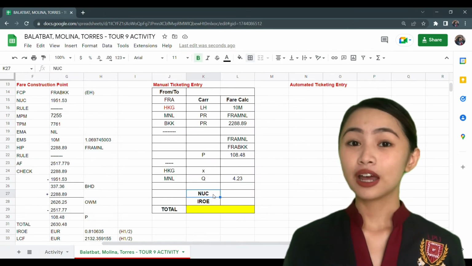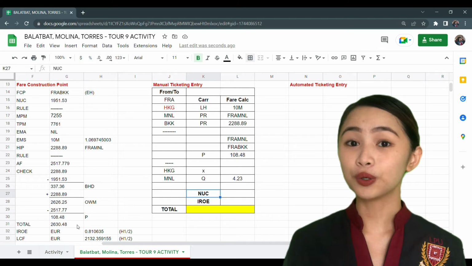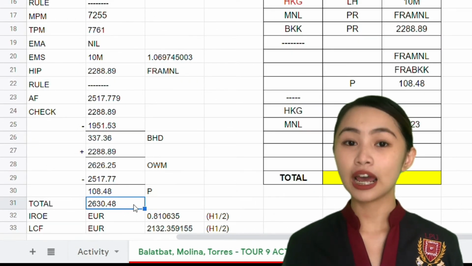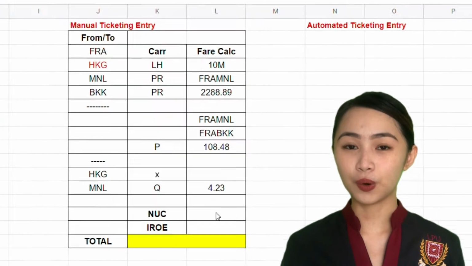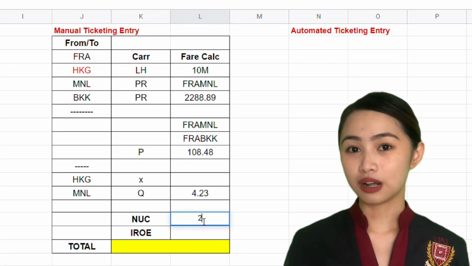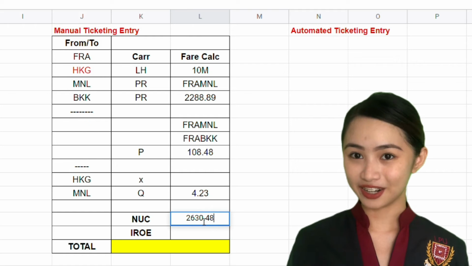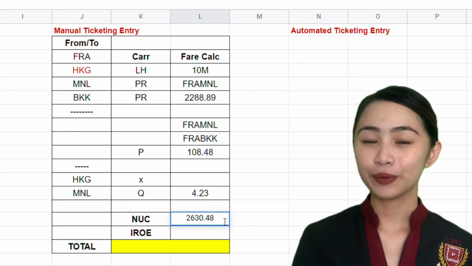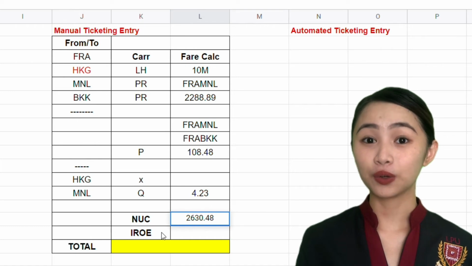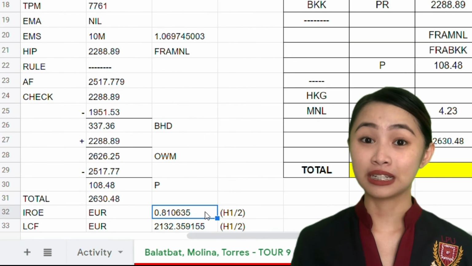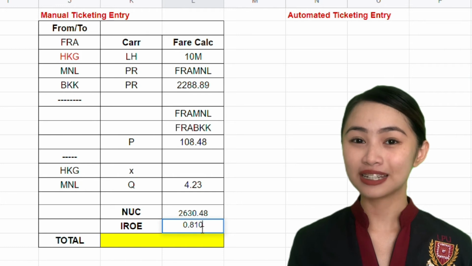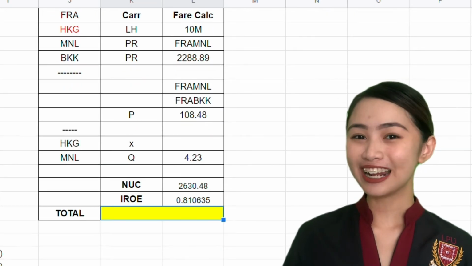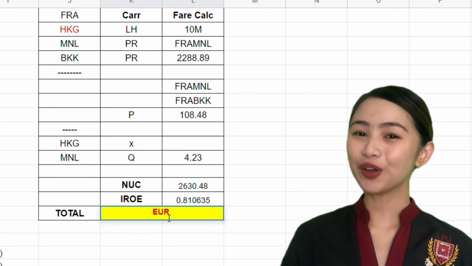Alright, for this part, in order to get the NUC value, don't be confused and just take a look in the previous entry in the total part, which has the same value, okay? We need to put the 2,630.48 here. Alright, after carefully inputting our NUC, we're going to copy the IROE value, which is 0.810635. Last but not the least, we have the final answer of Euro 2133.35.